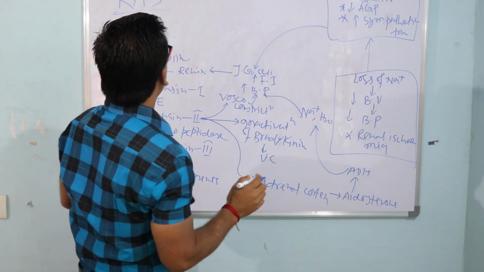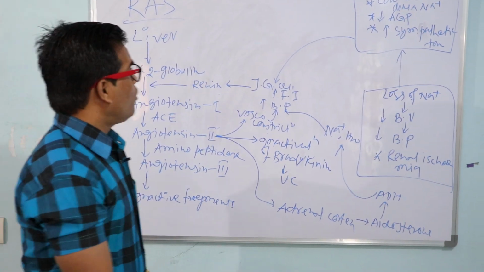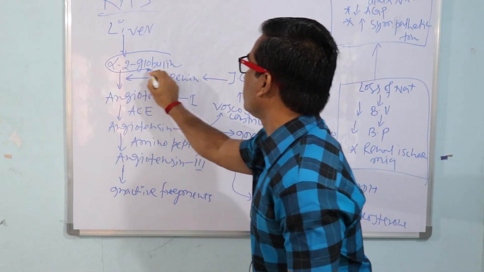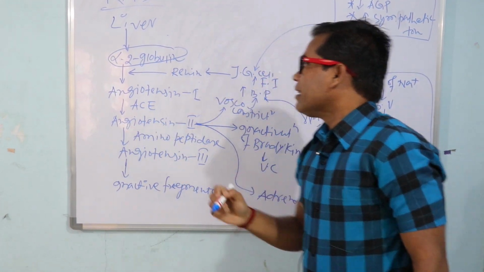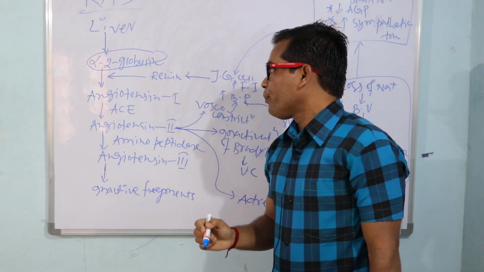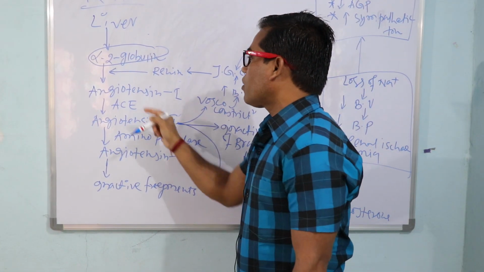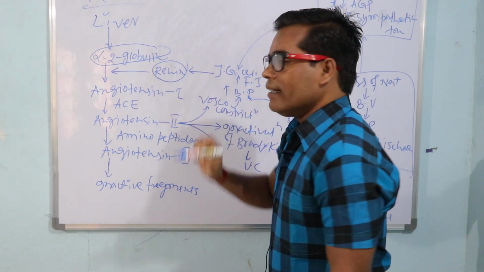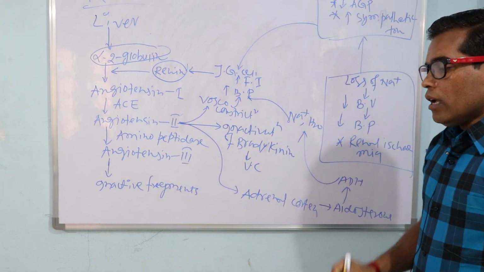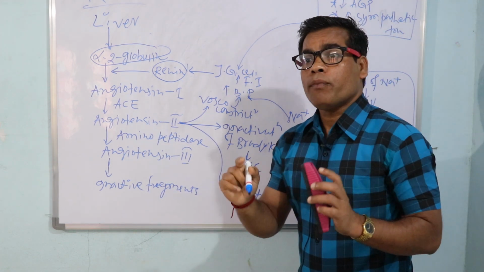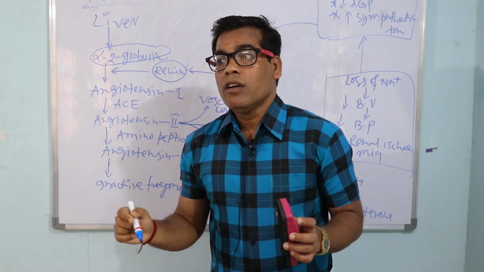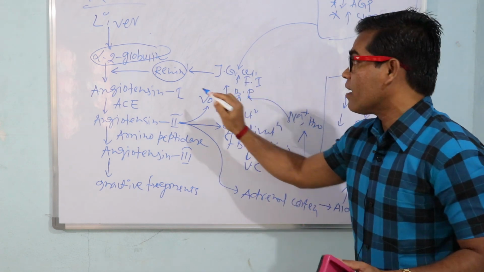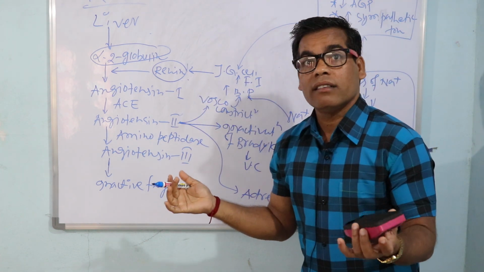So let us start how it regulates. We know that the liver releases alpha 2 globulin. This alpha 2 globulin is circulating in the blood. Then this alpha 2 globulin is converted into angiotensin 1 with the help of the enzyme renin. Now, renin is released when the flow of blood is restricted in the kidney. At that time only, the juxtaglomerular cells release the renin. How is the renin released?